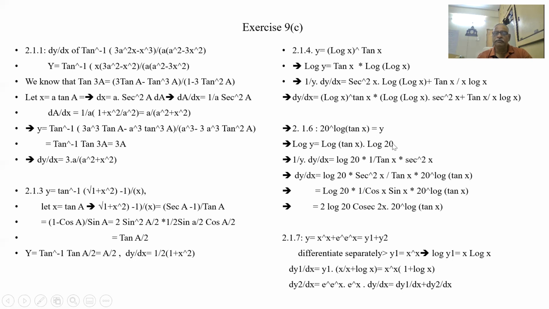Now we have two terms, uv. So 1 by y dy by dx is equal to 1 by log 20 into 1 by tan x into secant square x. So log 20 is only a constant term. Now I have log tan x, I have to differentiate: 1 by tan x into secant square x. So then we can simplify the equation. Okay.